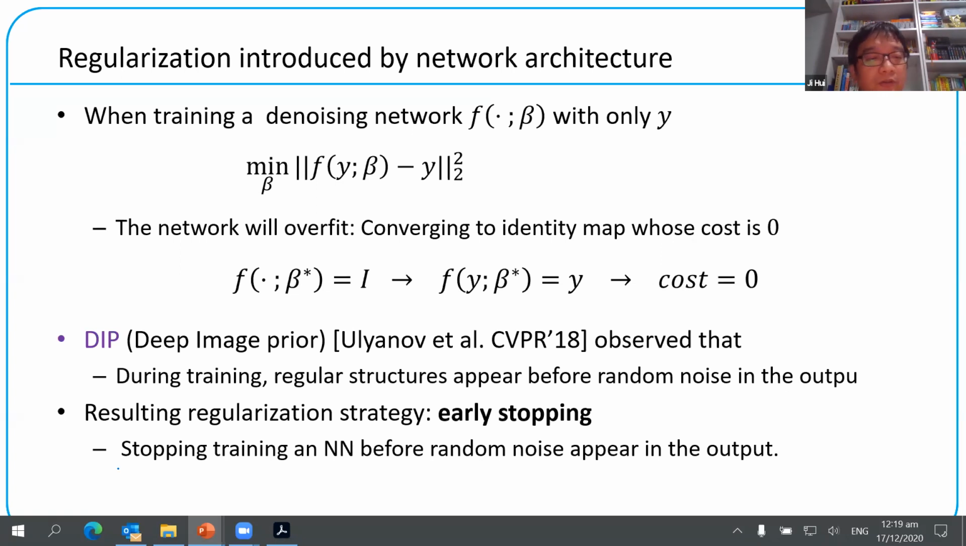So it was observed 2 years ago, in some work called deep image prior, DIP, that when you start to train the neural network with iterations, the regular structure appears before the random noise. Then this immediately gives you a very nice regularization strategy, early stopping. That is, you start to train the neural network, then before the random noise appears, you stop it. So the very classic early stopping can also be used here. Of course, this relies on the assumption that regular structure appears before random noise.